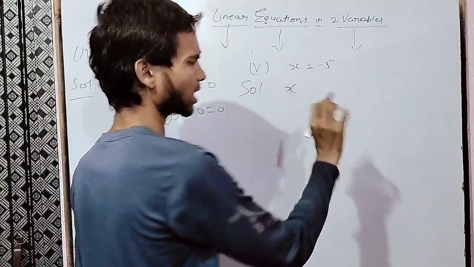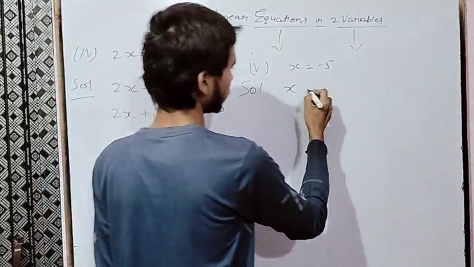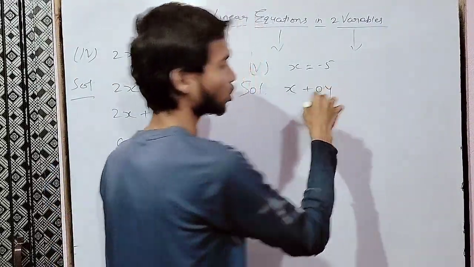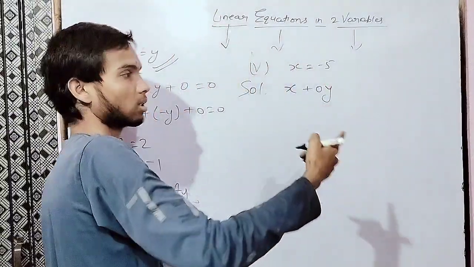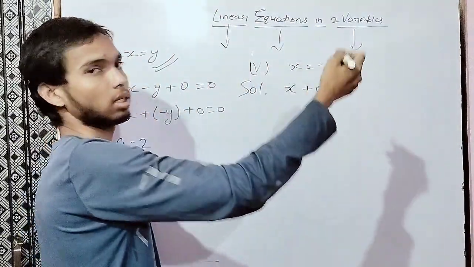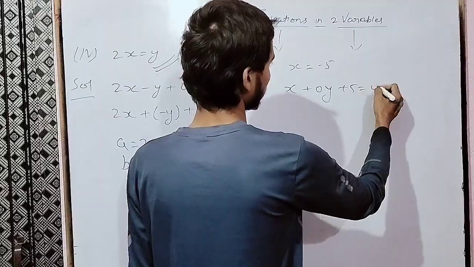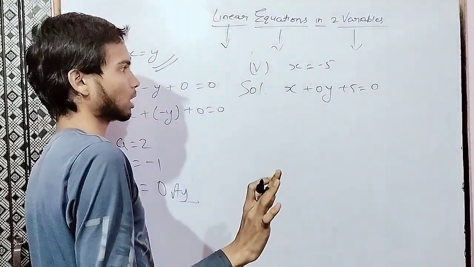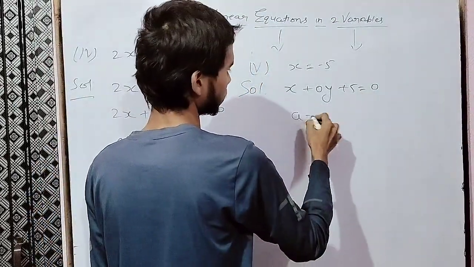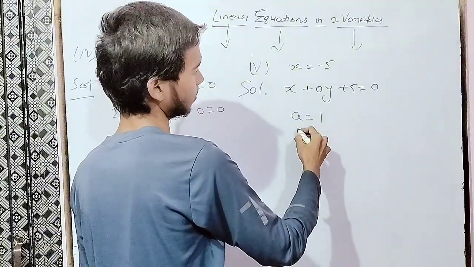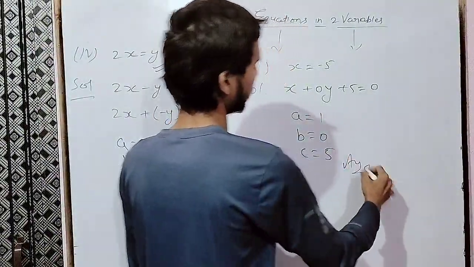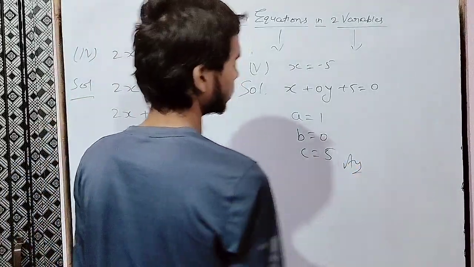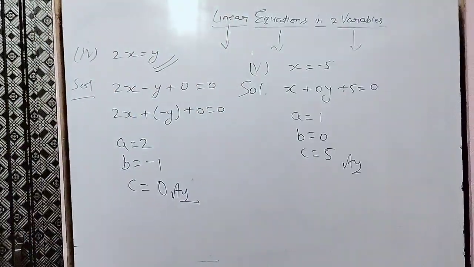How? As we don't have y, we can apply 0. Zero multiplied by y will become 0, and here minus 5, when it comes to this side, it will be plus 5, 0. Now we are able to take what in place of a? It is 1. In place of b is how much? 0. In place of c is how much? C. Like that, that's how you solve it.